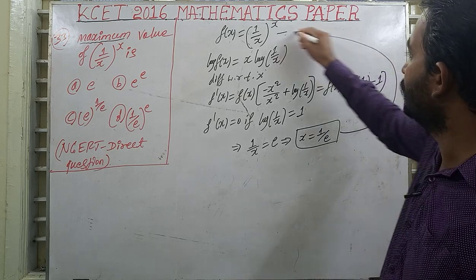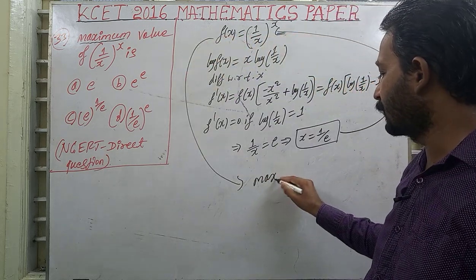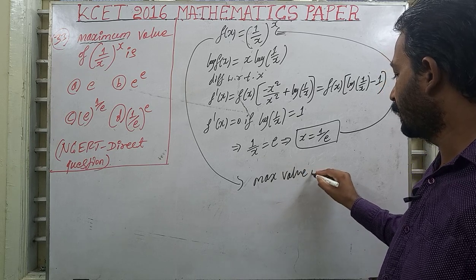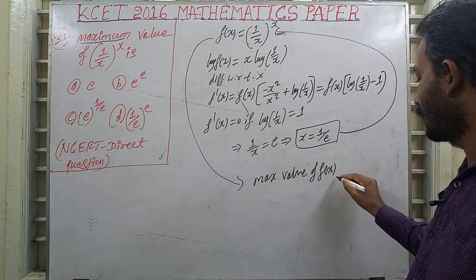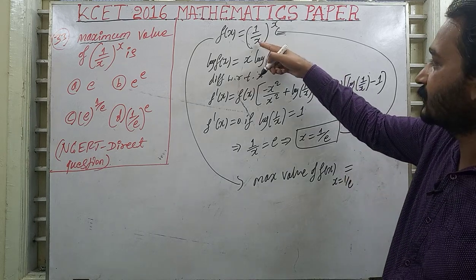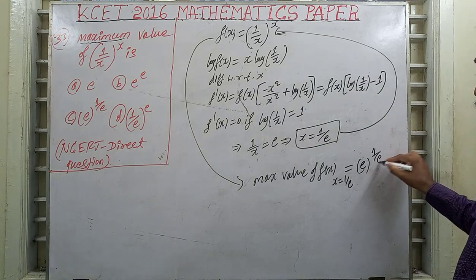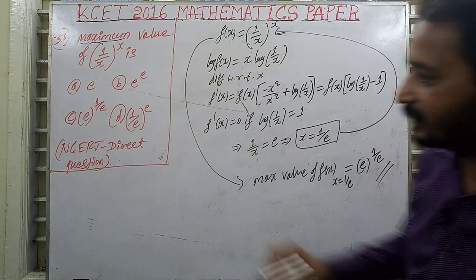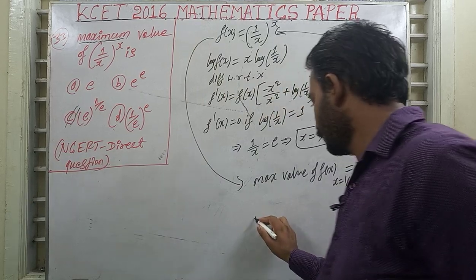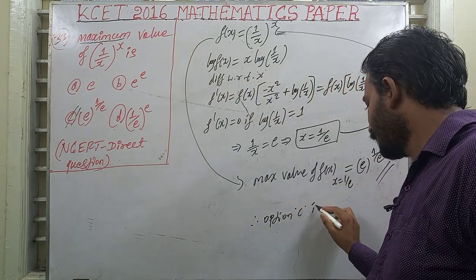So this becomes the maximum value of f of x at what? x is equal to 1 by e. So x is equal to 1 by e, to the power of 1 by e. So e power 1 by e is the good answer. Option C is correct. Therefore option C is correct.